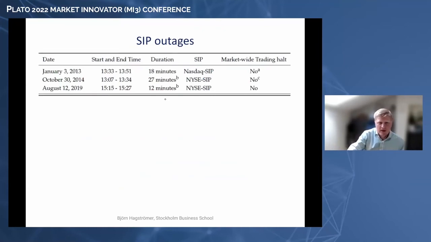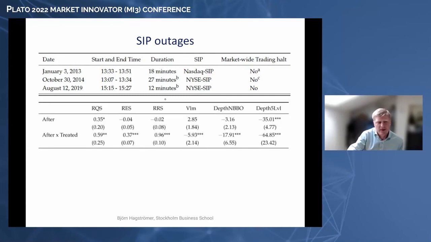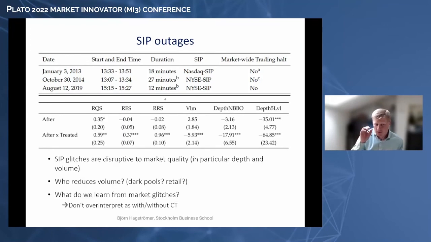Briefly about the SIP glitches, there are a set of these that are less than 1 hour each. And here, Shihao is finding stronger results of reduced liquidity and also reduced trading volume. So these are disruptive to market quality, but for a brief period of time. It would be good to look into more on who is reducing volume.